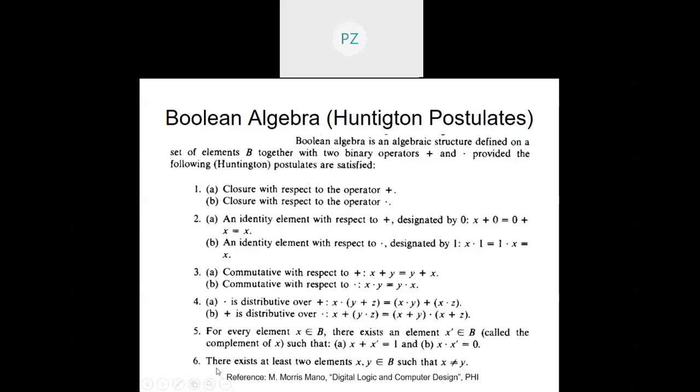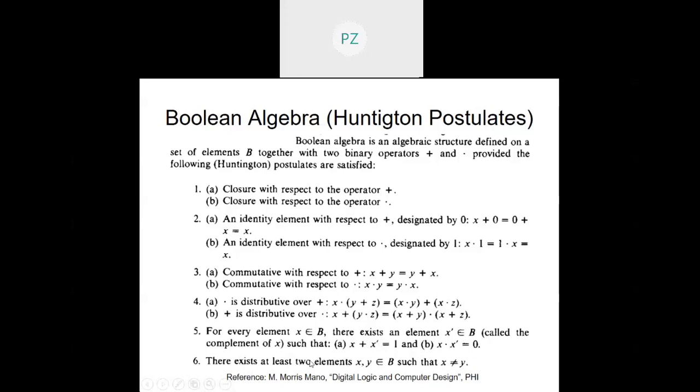The last of the Huntington postulates: there exist at least two elements x, y belonging to B such that x is not equal to y. So this is defined on at least two elements, and in fact we know that it is defined on exactly two elements, not less, not more. It is defined on the elements 0 and 1. So these are the Huntington postulates: closure, identity element, commutativity, distributivity both ways, and for every element x belonging to B, the inverse or complement of it.